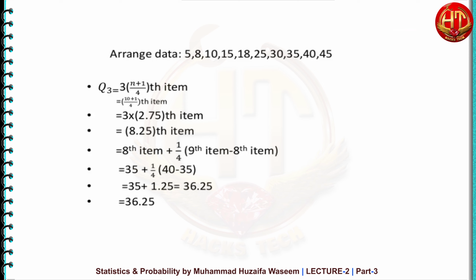Then at the 8th value, which is 35, add that, and your third quartile is 36.25, which lies between the 8th and 9th values. It is very close to the 8th value. Okay, 36.25.